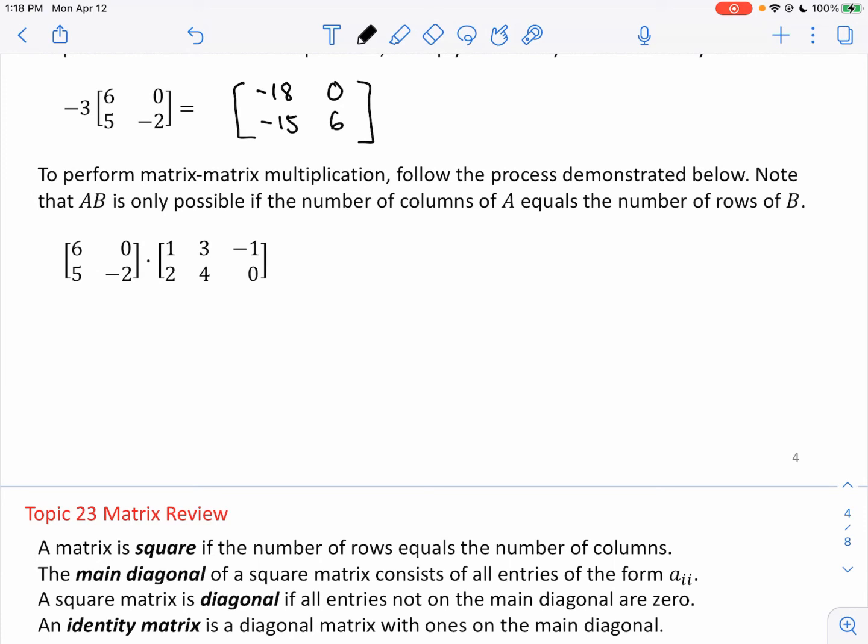And that condition is as follows. Note that A times B is only possible if the number of columns of A equals the number of rows of B. So let's look at the matrix on the left. Notice A times B, and we're putting A on the left. By the way, matrix multiplication is not commutative, so A times B generally is not the same thing as B times A. In fact, A times B might be possible, whereas B times A might not even be possible.